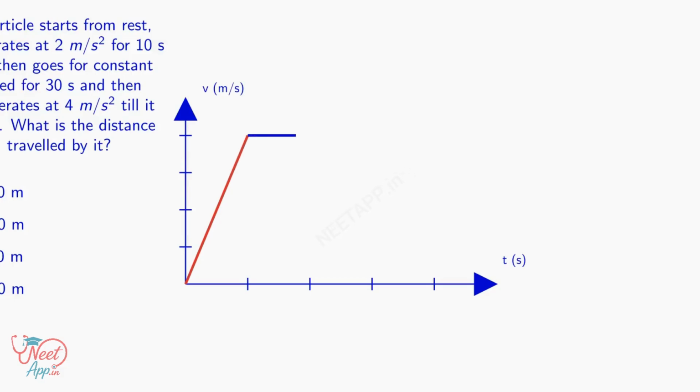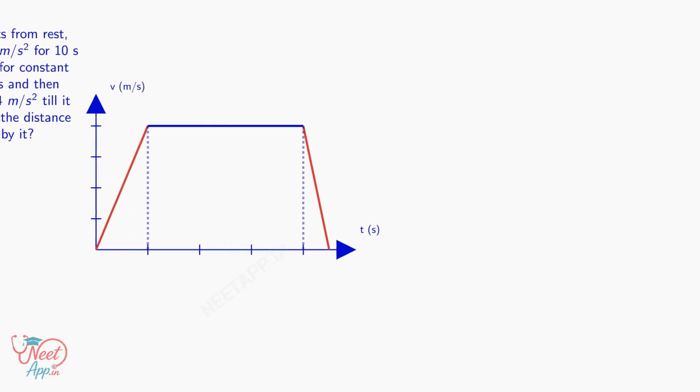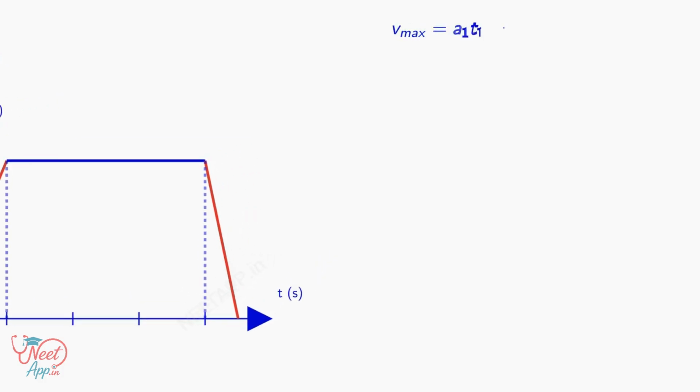Stage 1, the particle accelerates from rest for 10 seconds. Stage 2, it cruises at a constant maximum velocity for 30 seconds. Stage 3, it hits the brakes and decelerates to 0. Let's calculate the maximum velocity reached at the end of stage 1. Using v equals u plus at, the velocity is 2 times 10, which equals 20 meters per second.